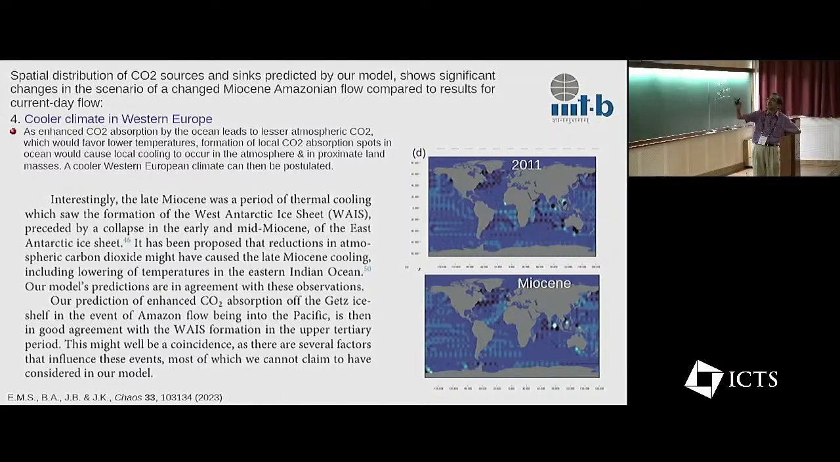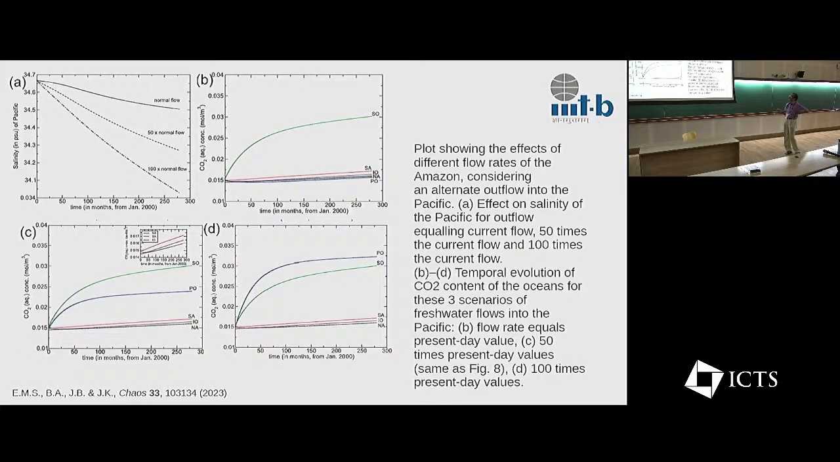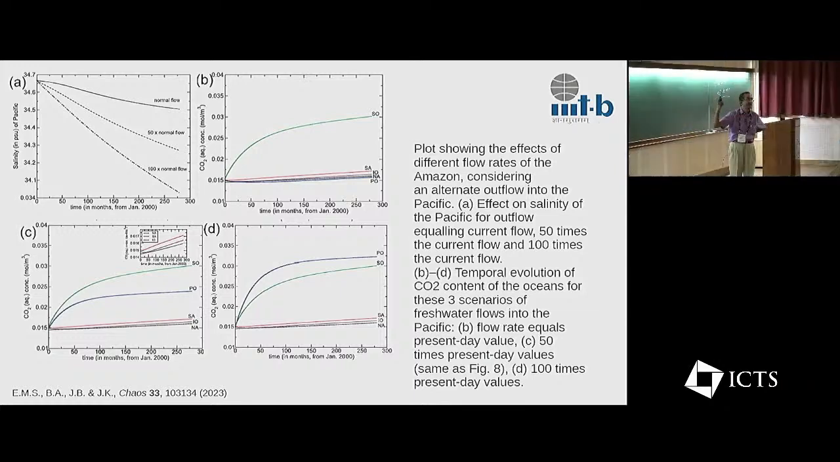And on the whole, there was a cooler climate in Western Europe during the Miocene period. Again, you capture that because of this area, which is the Canary Current. You see that the corresponding landmass is going to cool down. Of course, what we see will depend upon the flow rates of the Amazon. Depending on that, our predictions would change. But of course, we have no way of measuring what happened millions of years back.